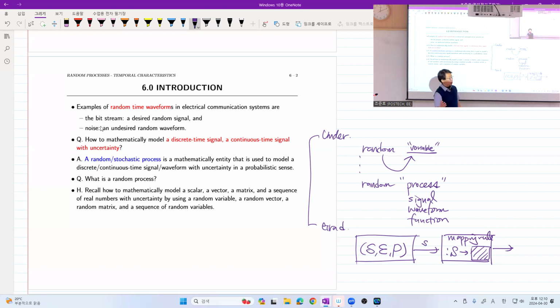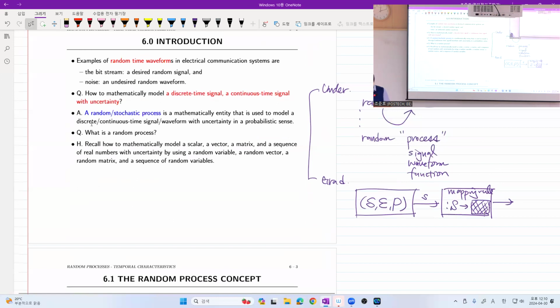Now, let me ask you a question. What about the case where this set is a collection of continuous time signals? You may call this mapping rule a random continuous time signal or random process. Got it? So depending on this one, your name differs, but now this set has a special name when we deal with a random process. This is called an ensemble.